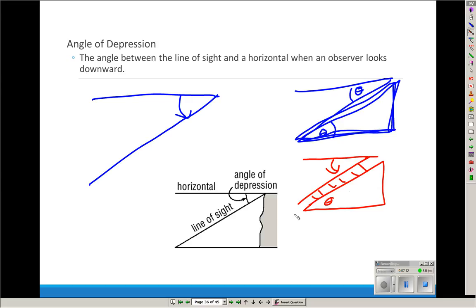Get your right triangle, and you'll still have, if we're in this picture, this is our angle, here's our opposite side, there's our right angle, so this is our hypotenuse, this would be our adjacent, and you'll still set up a trig function and work it that way.